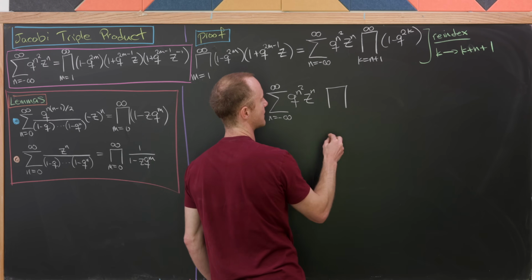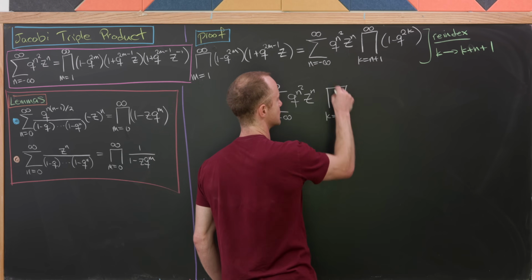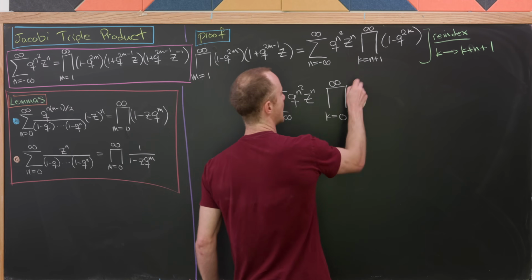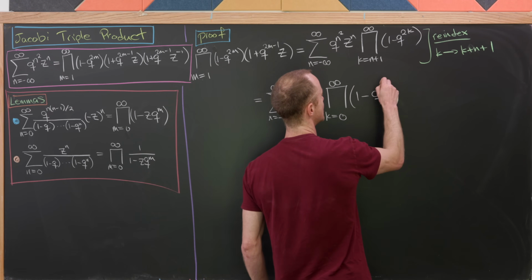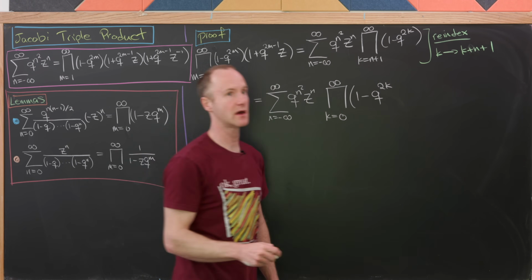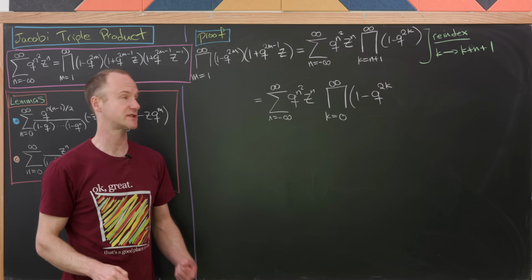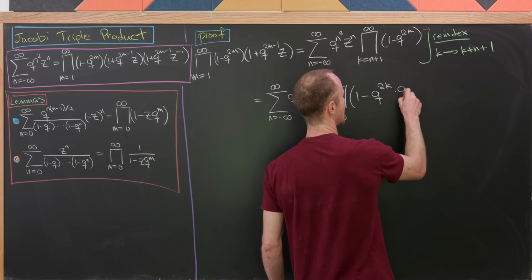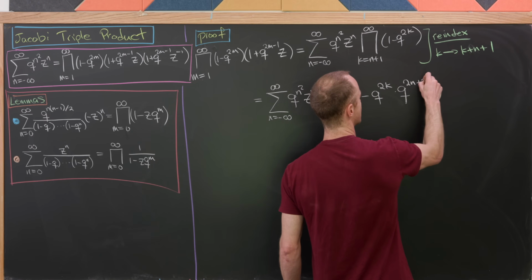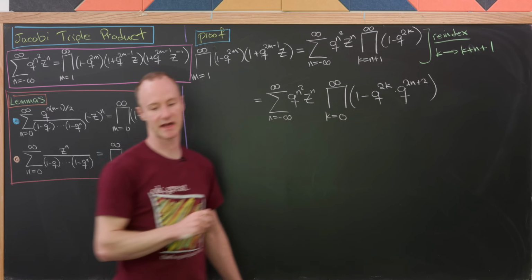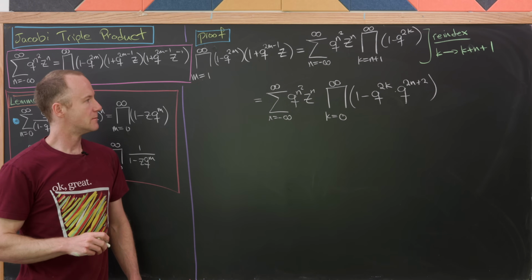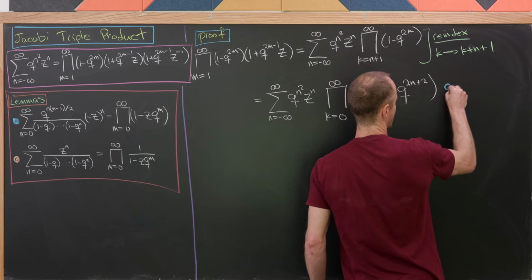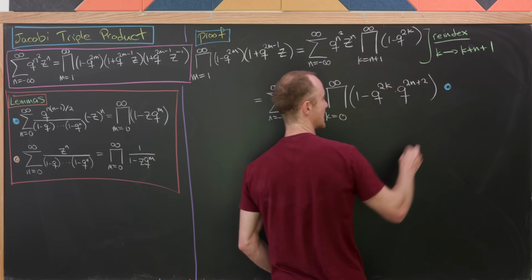And now, like I said before, I've got this product as k goes from 0 to infinity, as was my goal. And then I'll have 1 minus q to the 2k plus 2n plus 2. But I'm going to break that apart into q to the 2k times q to the 2n plus 2, like that. Okay, but next up what we're going to do is apply our product formula, our blue product formula again.